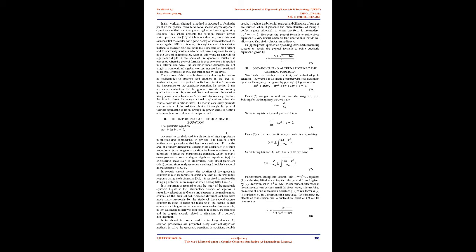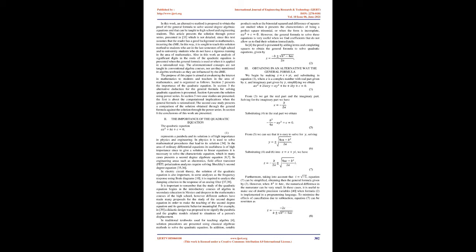In addition, notable products such as the binomial squared and difference of squares are studied when it presents the characteristics of being a perfect square trinomial, or when the form is incomplete, ax² + bx = 0. However, the general formula to solve these equations is very useful when we find coefficients that do not allow us to find their solution immediately. In [4], the proof is presented by adding terms and completing squares to obtain the general formula to solve quadratic equations, given by x = (−b ± √(b² − 4ac))/2a (2, 3).